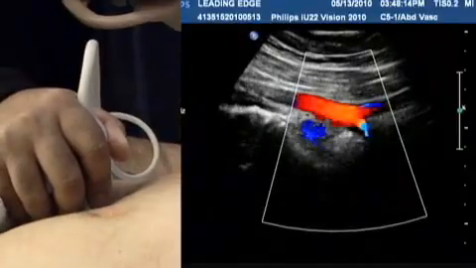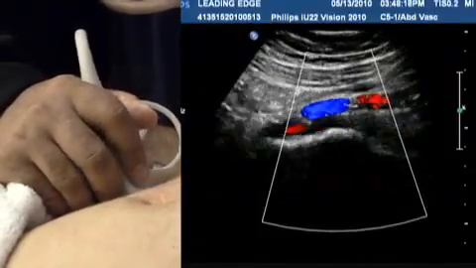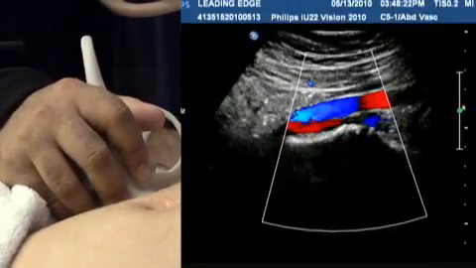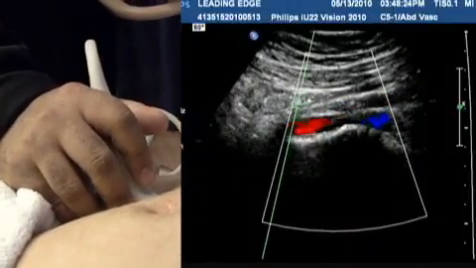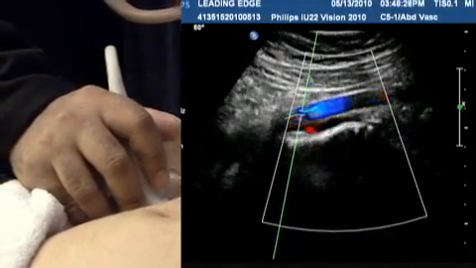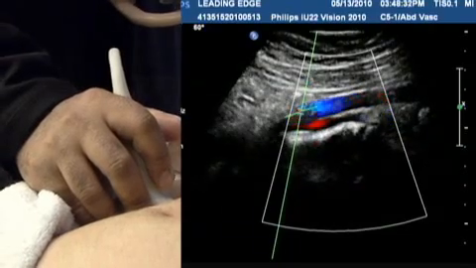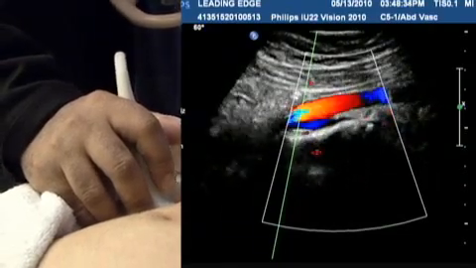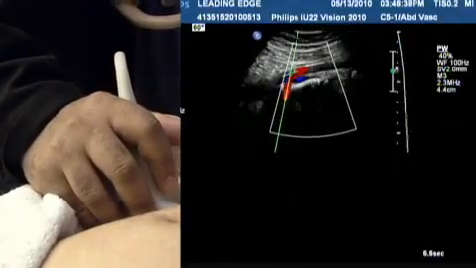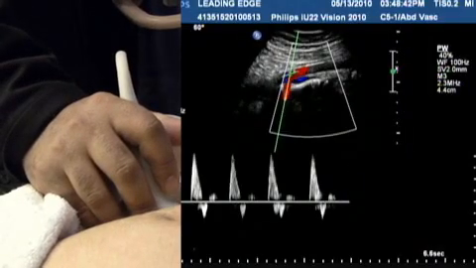So here we are, and what I'm going to do is work my way back up to the origin of the common iliac artery again, which is not a very long vessel, and let's get a waveform here. You can see that the artery is actually displayed in blue here. We'll invert that and update. And let's listen to that waveform. Very nice waveform. Triphasic is what we would expect it to be.